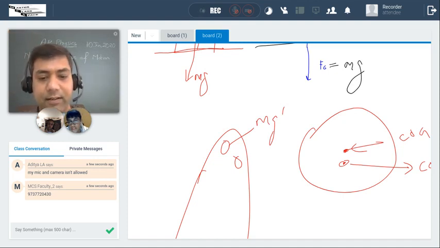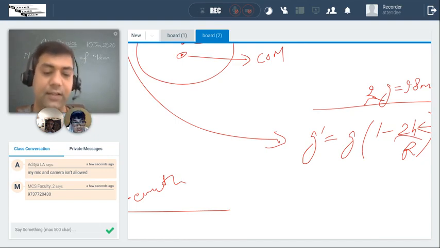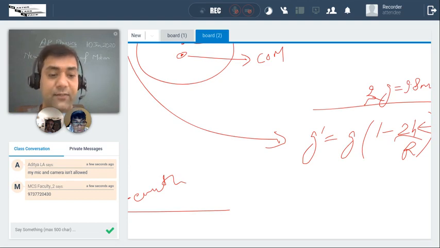And how does this g dash change where the center of gravity is? This g dash is this one. Yeah, but how does that change where the center of gravity is? We will discuss this thing in gravitation. When we will be discussing gravitation, we will be discussing it.